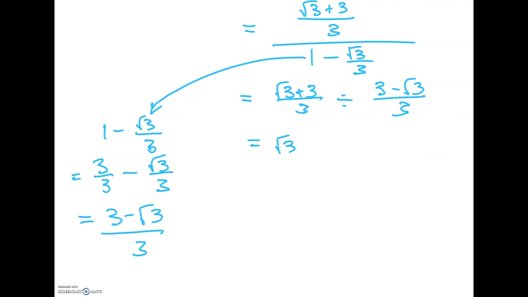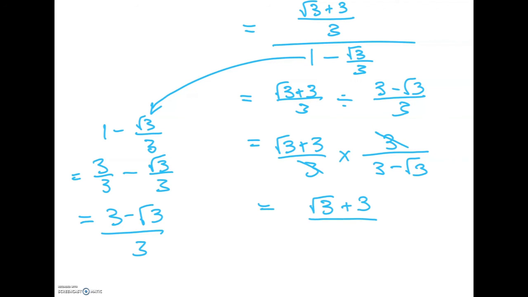So now let's simplify this. Root 3 plus 3 over 3 times the reciprocal of that because you're dividing. So 3 minus root 3. So you can cancel out the 3's. Final answer will be root 3 plus 3 over 3 minus root 3. So this is going to be your final answer for tangent of 75 degrees.